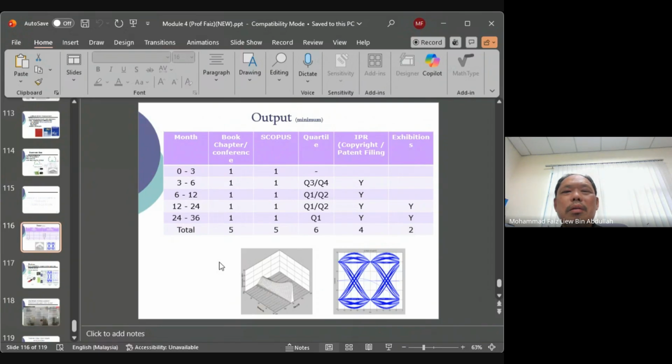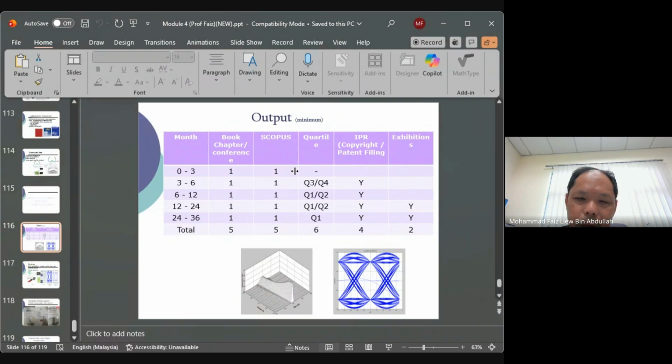Because some book chapters have to be paid, and some are free. So it depends on the invitation. I usually go for the free ones. The book chapters they have published are all under Taylor, and they are all coordinated by overseas professors. They invite us to submit and contribute to book chapters.